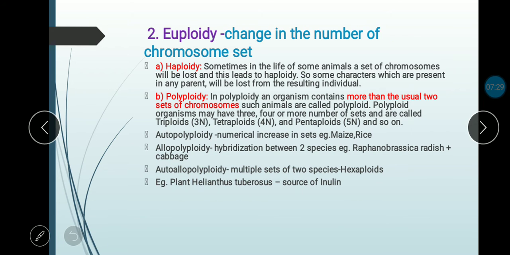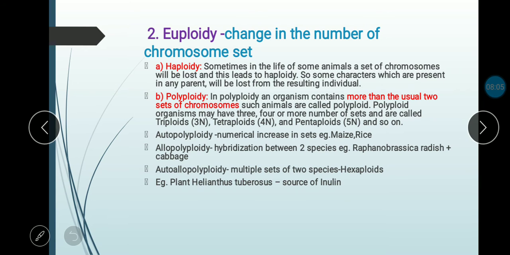The second type is the change in an entire set of chromosomes. It is divided into two, that is haploidy and polyploidy. Haploidy: sometimes in the life of some animals, a set of chromosomes is lost, and this leads to haploidy. So some characters which are present in the parent will be lost from the resulting individual. It is the complete loss of one set of chromosomes.